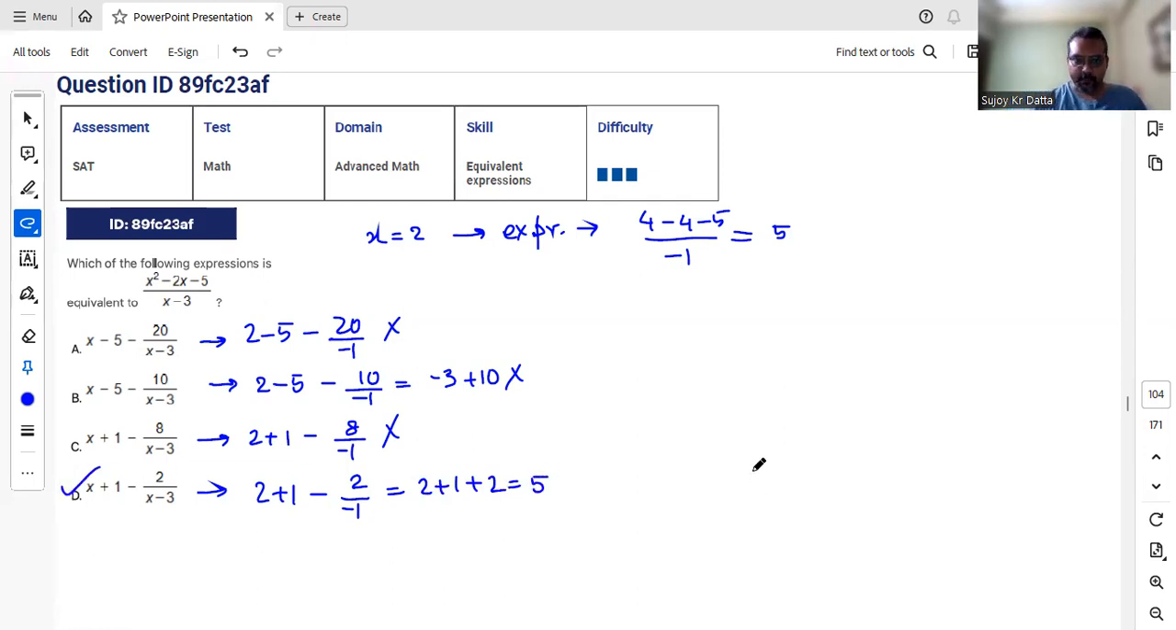In this method, if more than one option comes out to be 5, even if the first option itself comes out to be 5, don't just mark it. Move on and check all of them. If two options are matching, try another value and test between those two options to see which one works. That's the only thing you have to take care of in this approach. All right, let's move on to the next question.